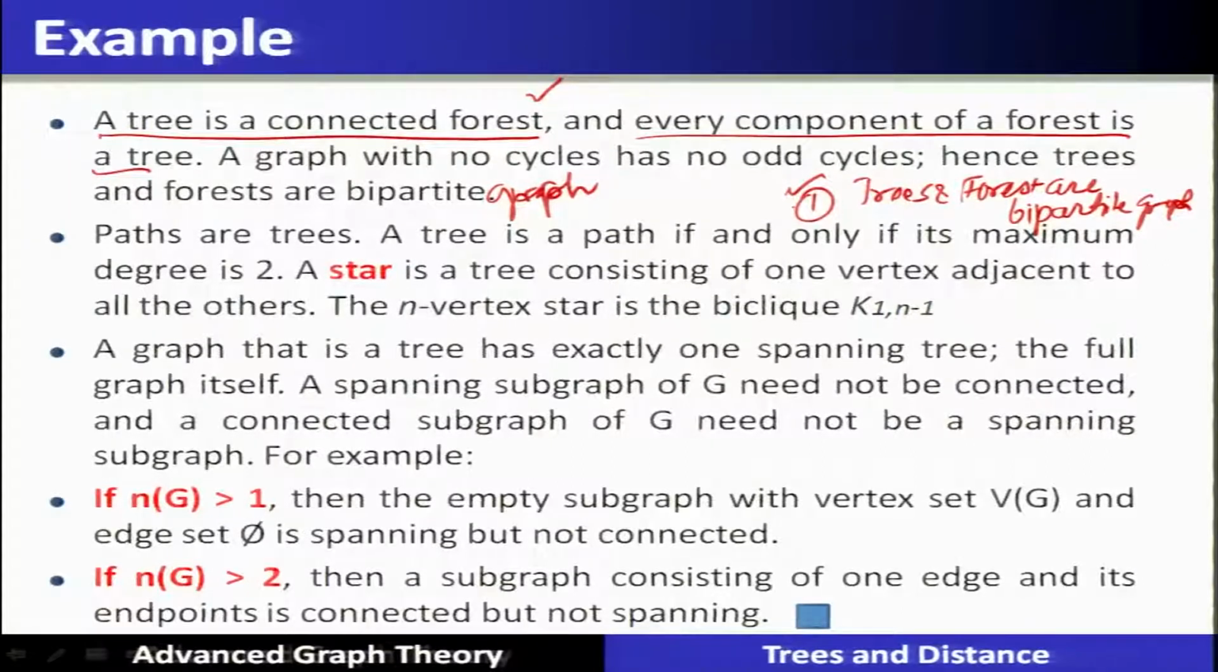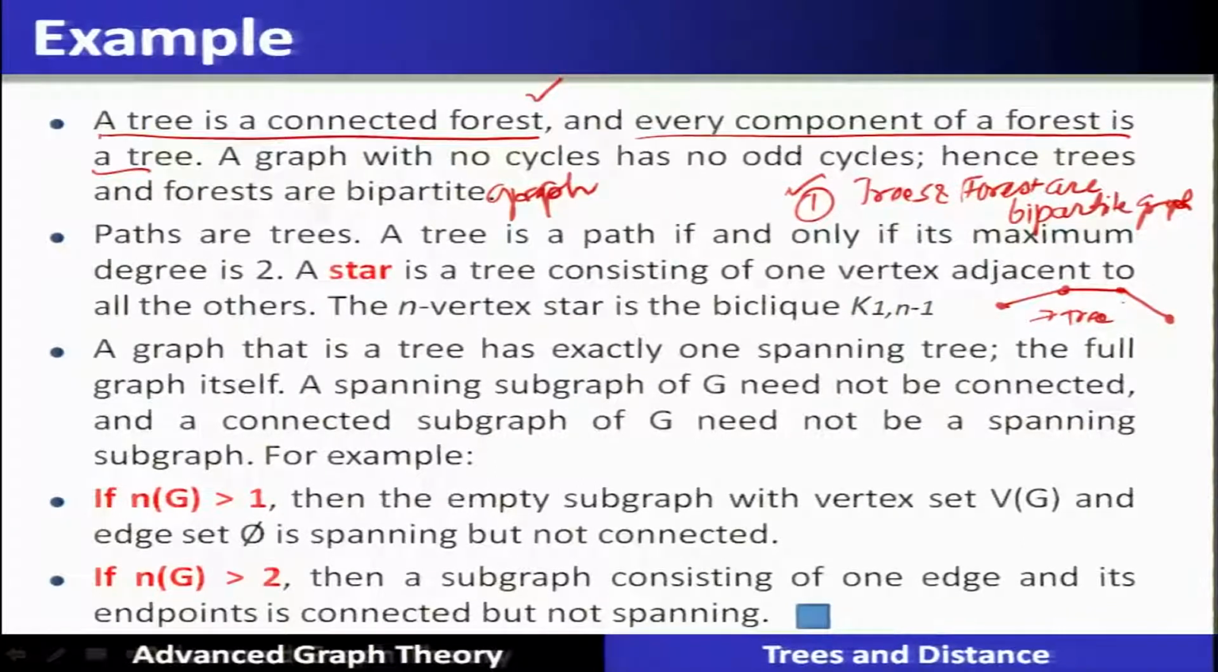Paths are trees. A tree is a path if and only if its maximum degree is 1. So, you can see this is the path. So, this becomes a tree. Why? Because it is a connected acyclic graph.